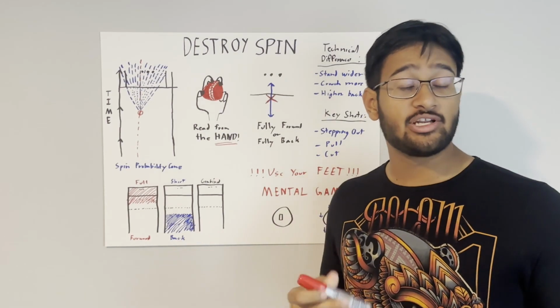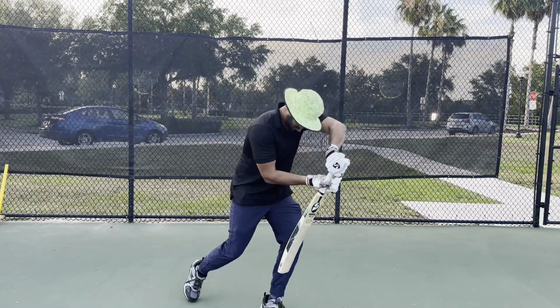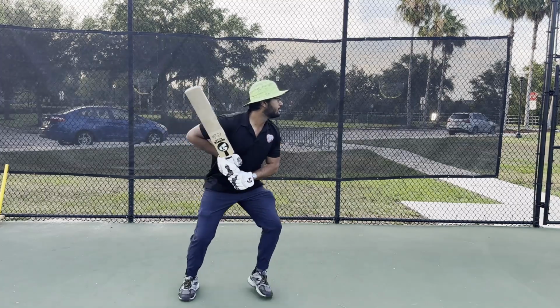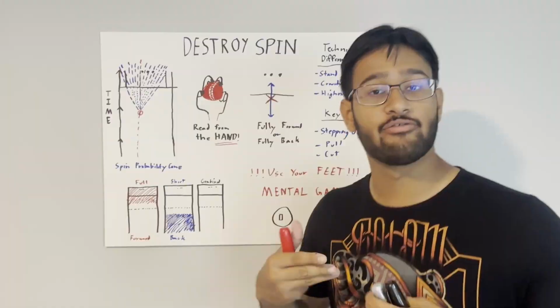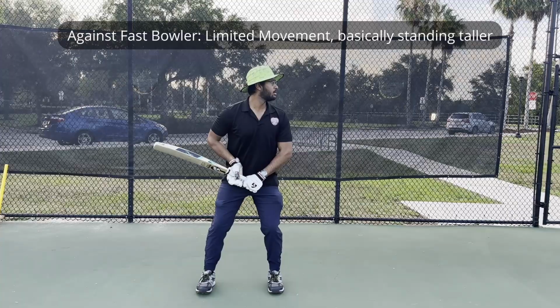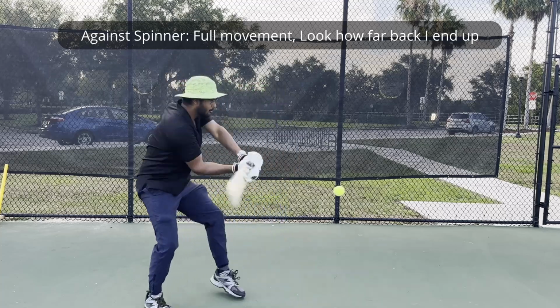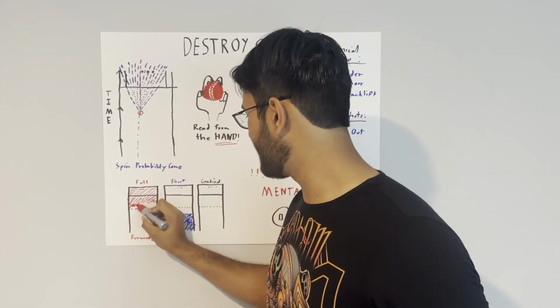Against a fast bowler, you usually defend by just moving your head and your hands. Your feet move, but not as much, right? But against a spinner, you really want to lunge forward, because that allows your head and hands to go even further and get closer to the ball. So if you do these two things, you already increase your range of full and short by a little bit.